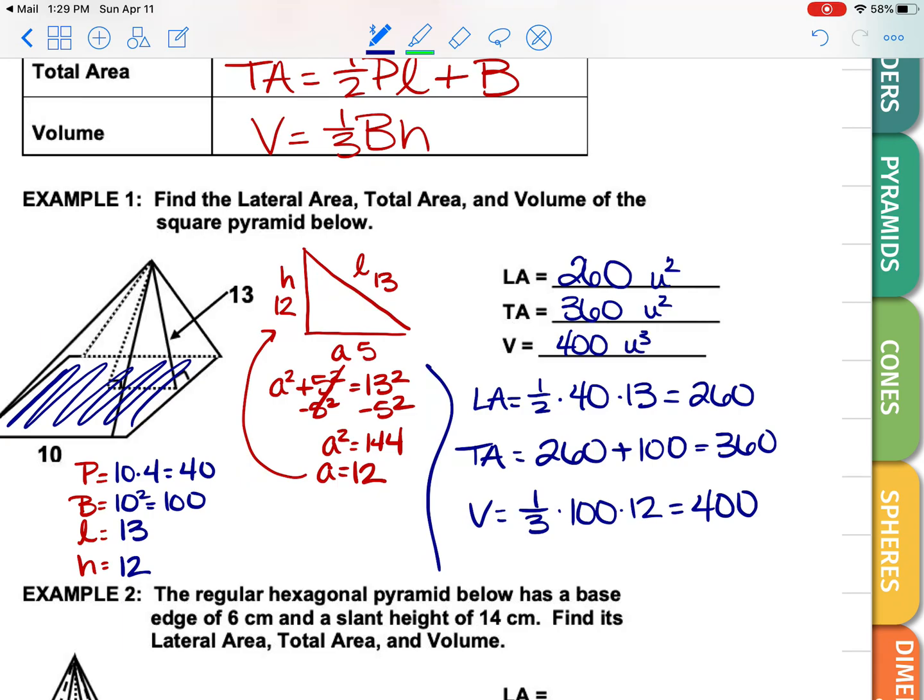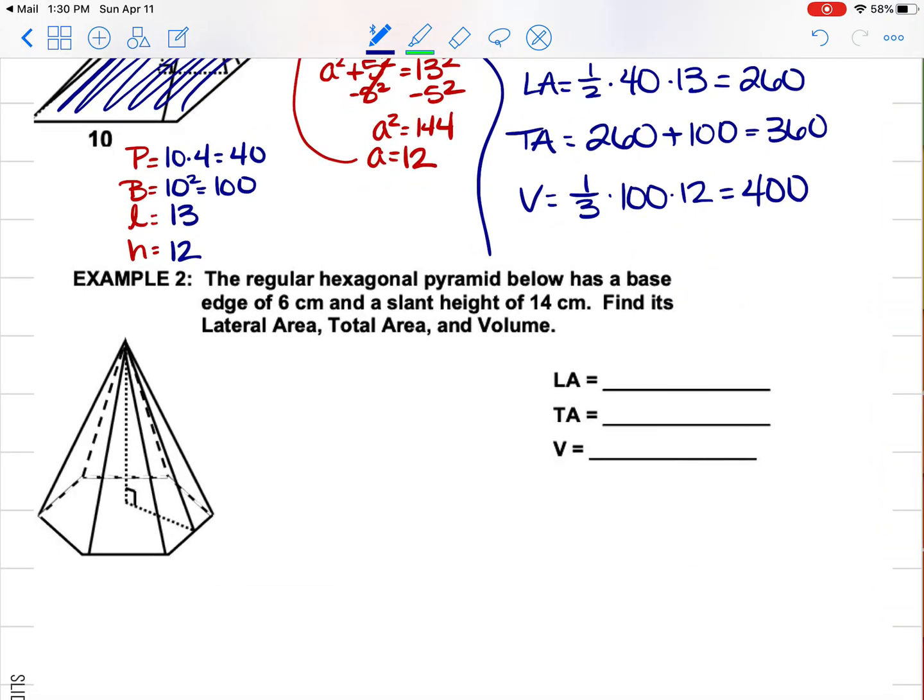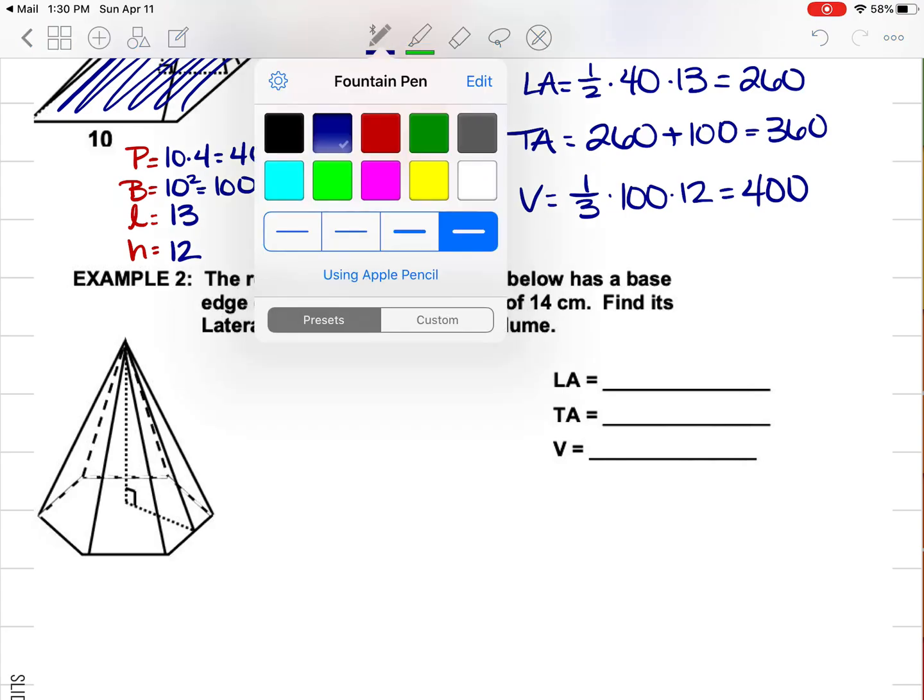So take your slice out of your pyramid, make sure you found your height, your slant height, and your apothem, because you'll need them. Maybe not for square so much with the apothem, but the other shapes you will. And then you can find your variables, your P, your B, your L, and your H, and then plug them into your formulas. So let's look at one that's a little bit more challenging with a hexagon base. So we know, let's take our slice out.